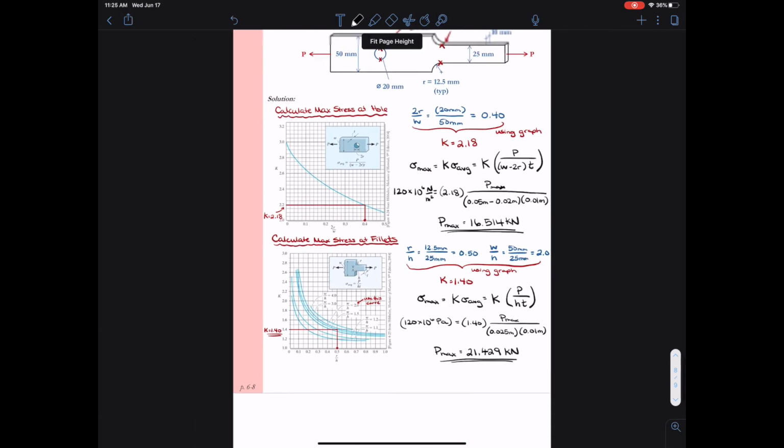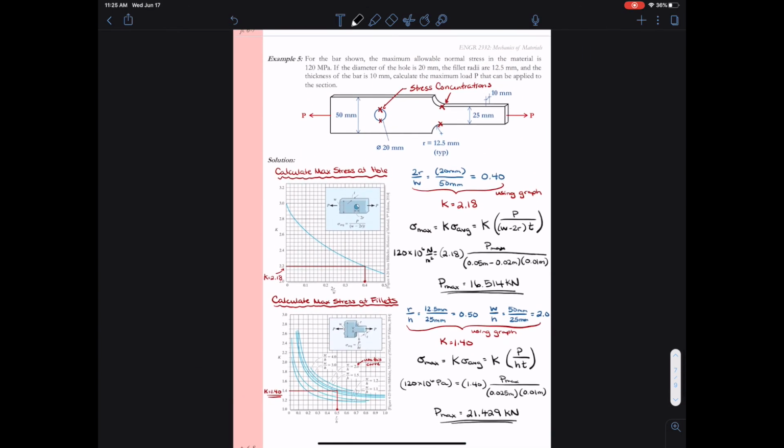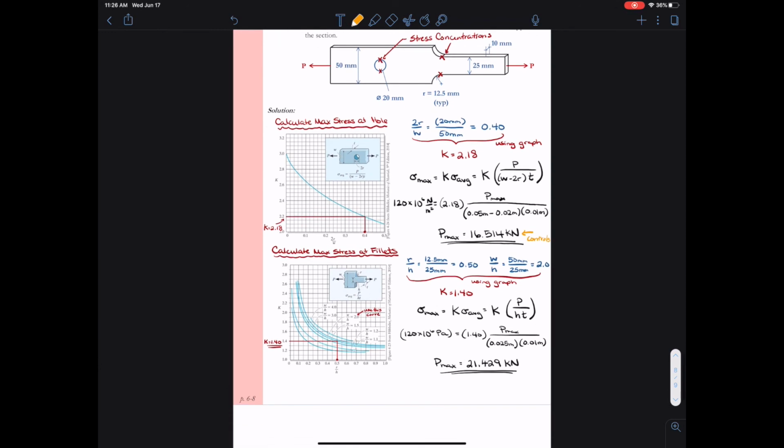So now I see that based upon failure at the hole, I can get up to 16.514 kilonewtons, and failure at the fillets is 21.429 kilonewtons. The problem asks me for the total maximum load that I'm allowed to safely apply to the connection. So I need to figure out how much load can I safely apply. Well, as soon as I get to 16.514 kilonewtons, I will initiate failure at the hole.